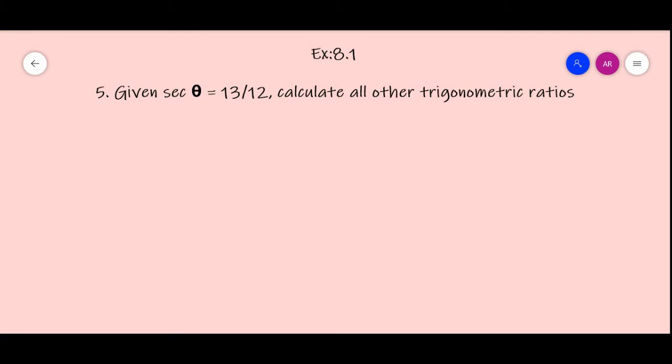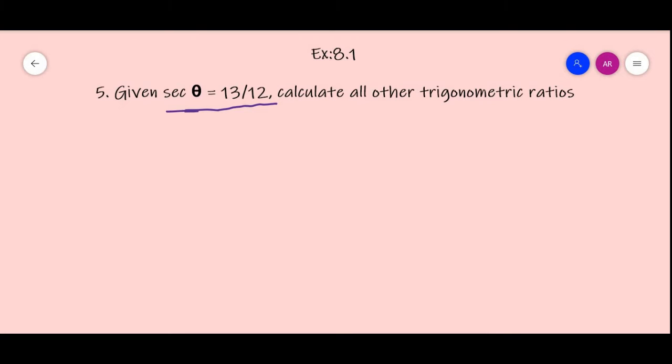Okay, so let us have a look at question number 5 that has been given to us in exercise 8.1. Given that sec theta is equal to 13 by 12, we have to calculate all the other trigonometric ratios. This is a simple question, similar to the previous question that we have done. Here it is given that sec theta is equal to 13 by 12.